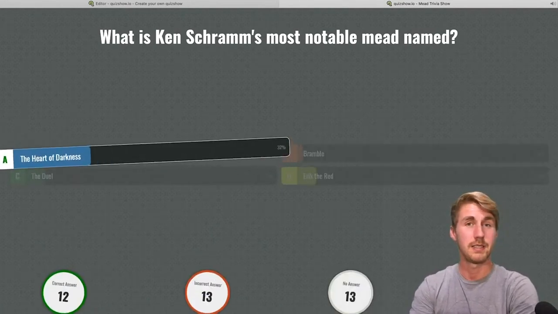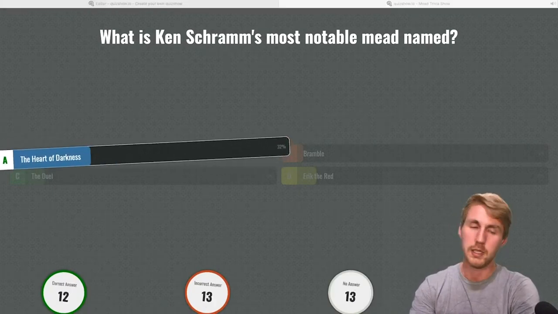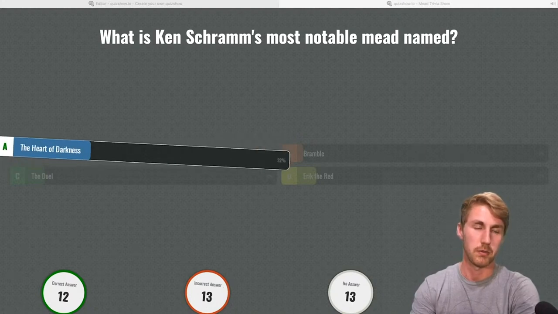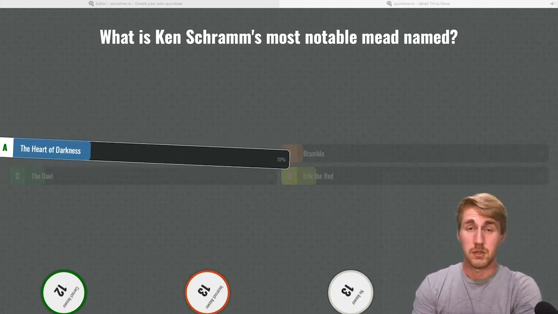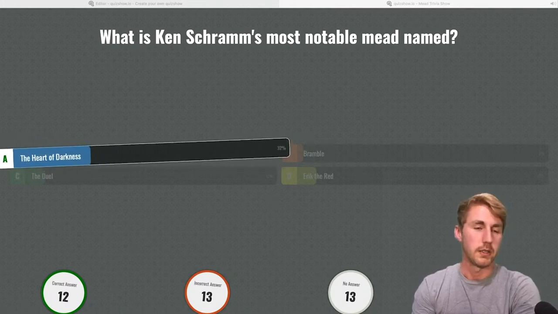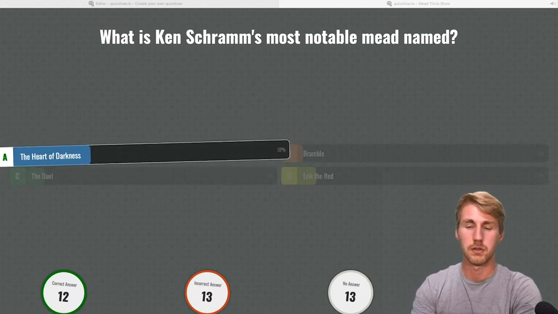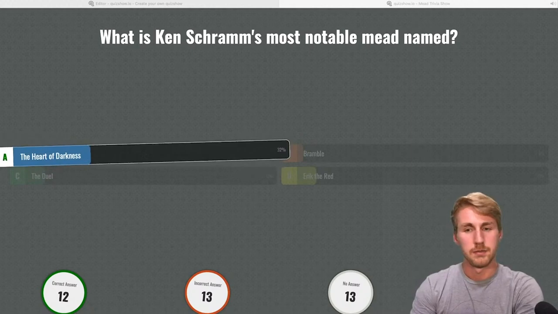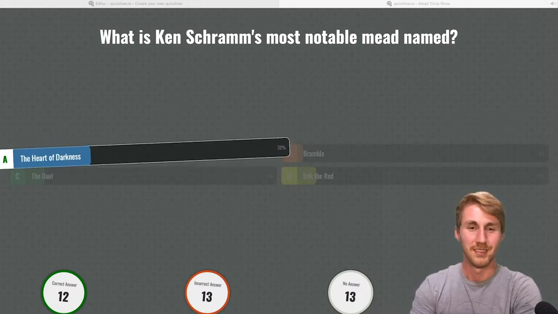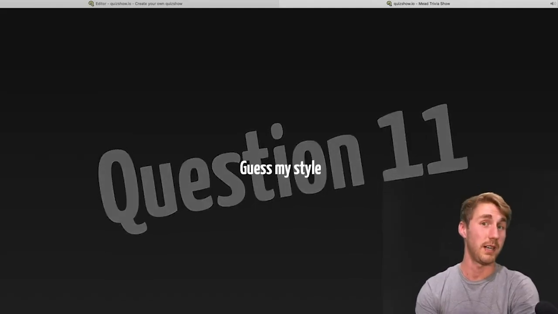Again, this is one of those meads that is super well known in the mead community because Ken Schramm, because of his book and because of his notoriety, is a super prominent mead maker in our community. The Heart of Darkness is one of those things. So, yeah, I definitely would love to try it one day. Question 11, guess my style.